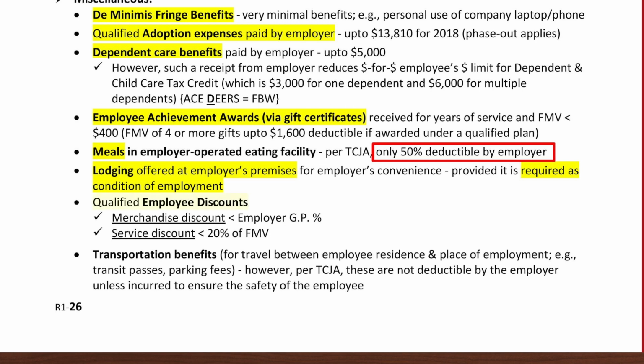Next, qualified employee discounts, which could again be a non-taxable fringe benefit for the employee. And the last one here, transportation benefits provided to the employees. However, note that these benefits are not deductible by the employer unless they've been incurred to ensure the safety of the employee.